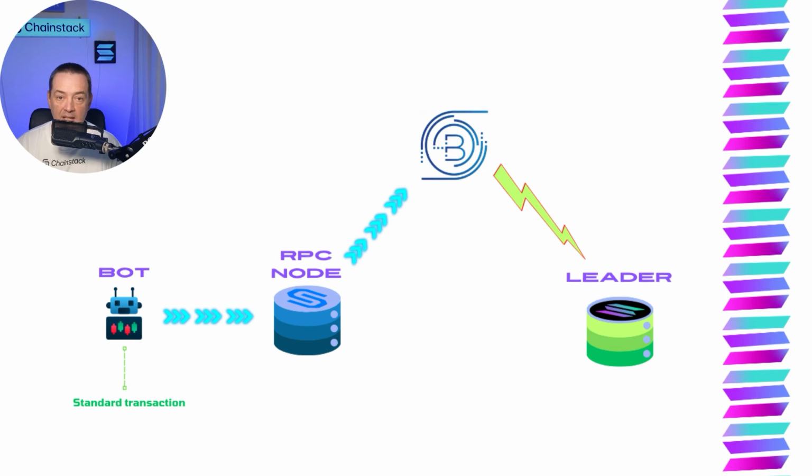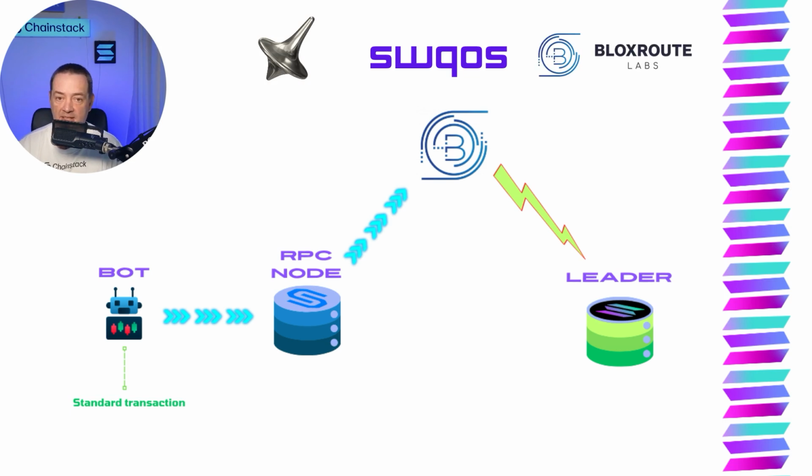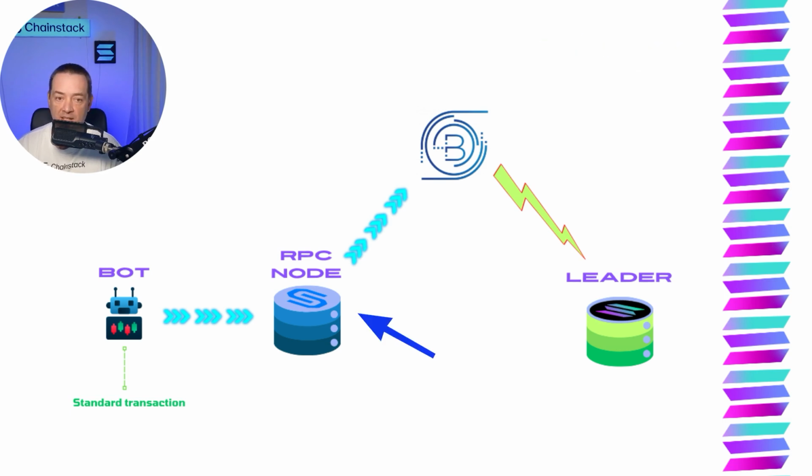Now that we've gone through the standard setup, the SWQOS setup, the bloXroute setup, let's have a look at the Chainstack Solana Trader node setup. You will immediately notice that this is almost like a regular setup that we looked into earlier, and it's pretty simple from our bot perspective, which is good for us.